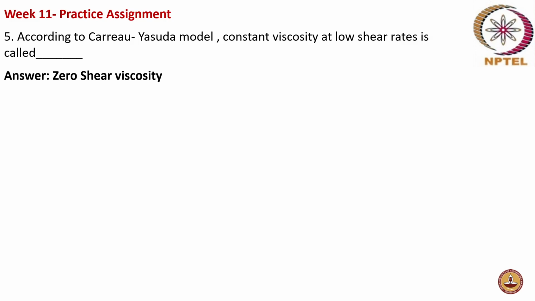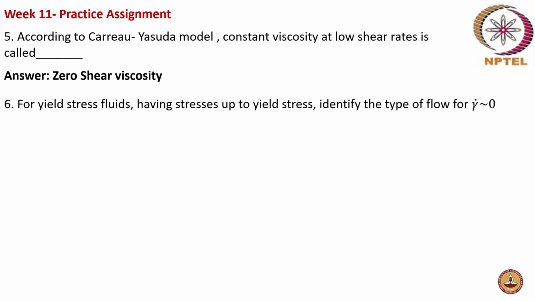Okay. So it is actually called zero shear viscosity. At very low shear rates, you will have a Newtonian kind of behavior. That is, a constant viscosity will be there. For very low shear rates, the corresponding viscosity is called zero shear viscosity. And that is the same thing we call non-thixotropic behavior. Okay, so next is question number 6.